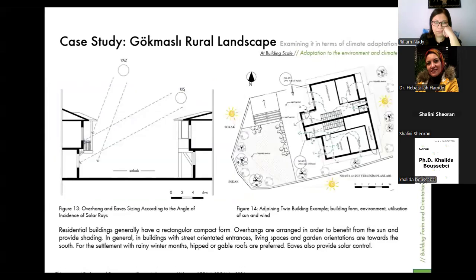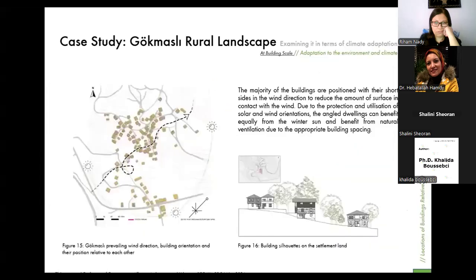At building scale, residential buildings generally have a rectangular compact form. Overhangs are arranged in order to benefit from the sun and provide shading. In general, in buildings with street-oriented entrances, living spaces and garden orientations are towards the south. For settlements with rainy winters, eaves or gable roofs are preferred. Eaves also provide solar control.